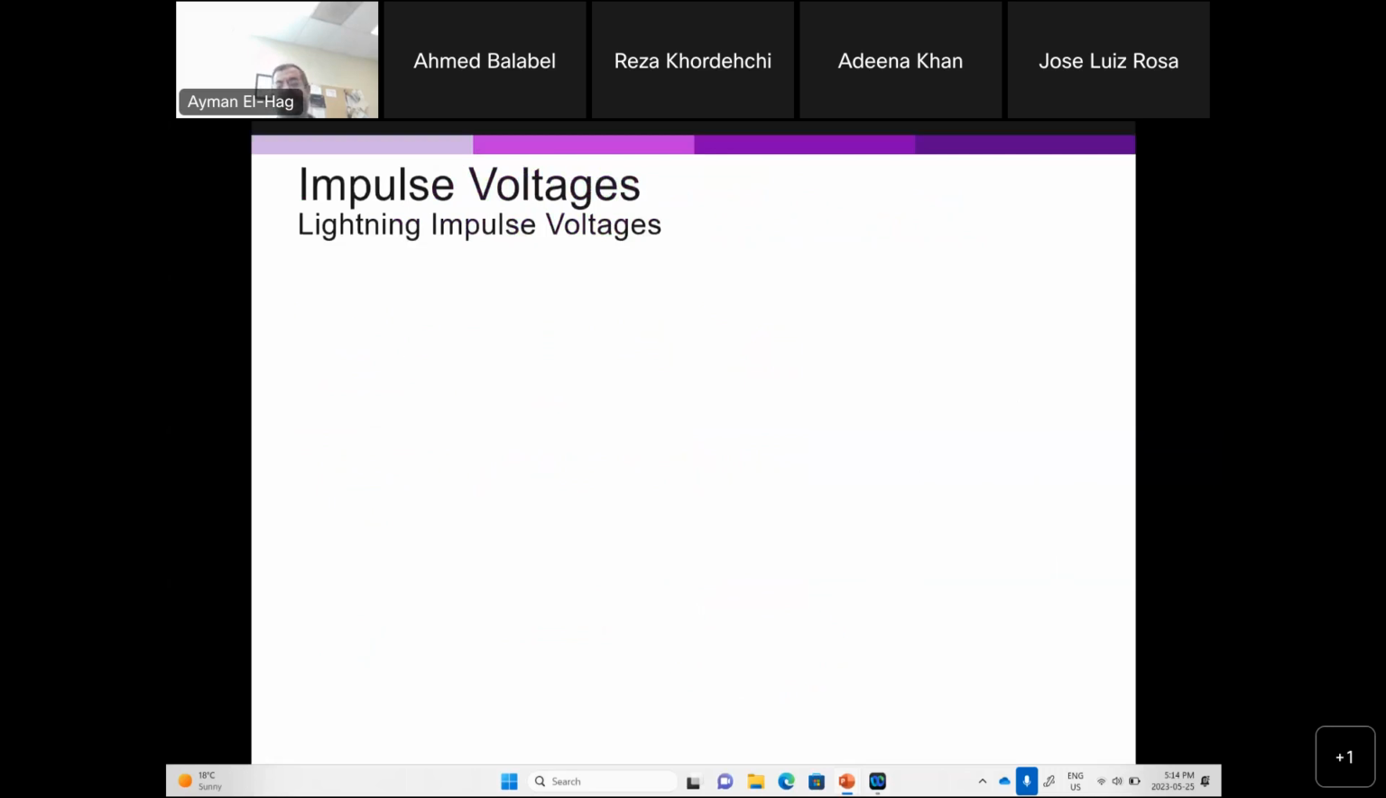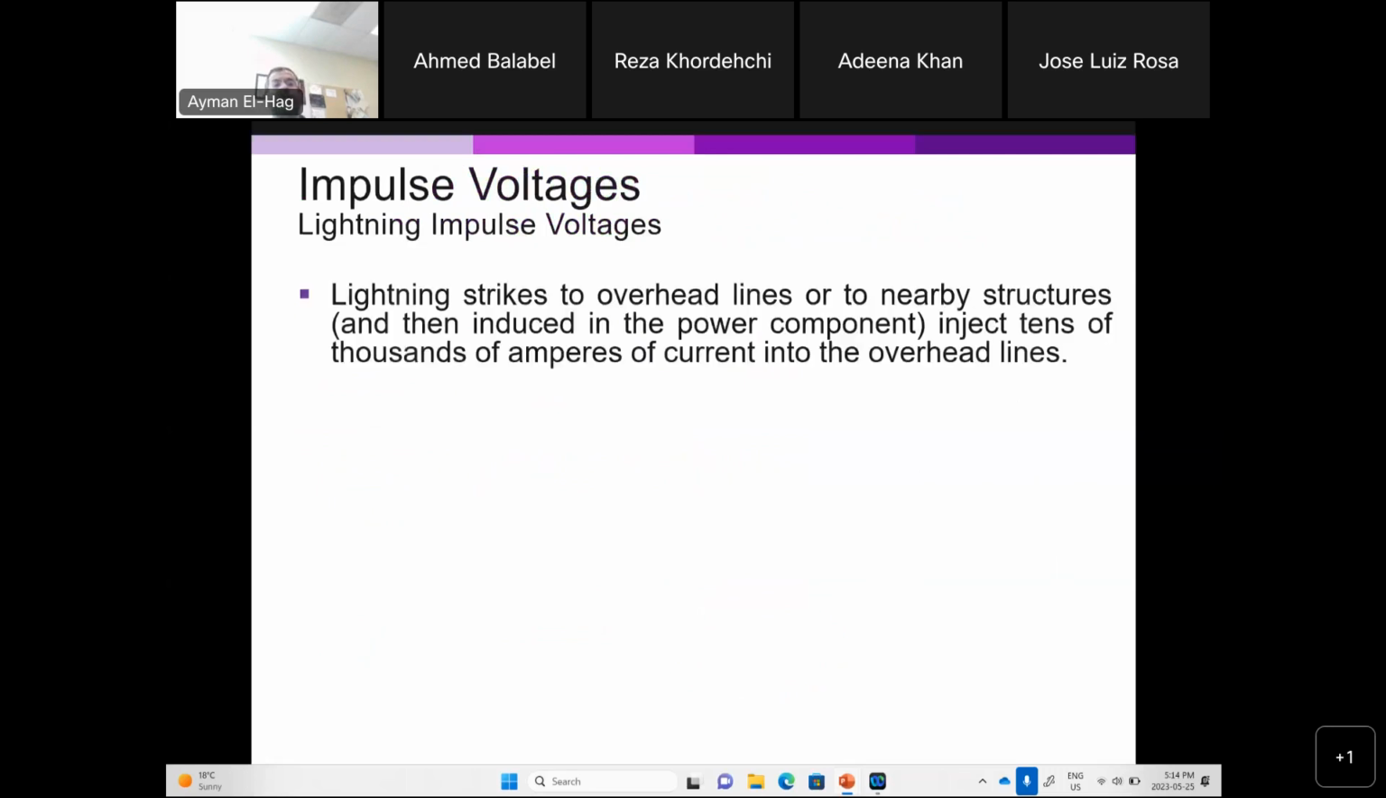Let's now move to the last part of today's lecture, which is impulse testing. We start with the lightning impulse voltages. Lightning hits overhead lines, and there is no control over lightning. We'll talk later about switching. Switching we can control; we know when we will do the switching. But lightning is something that we don't have any control over.